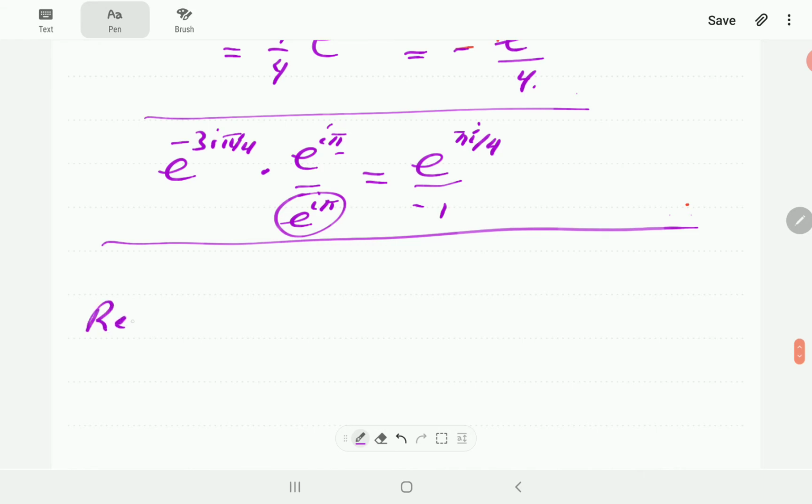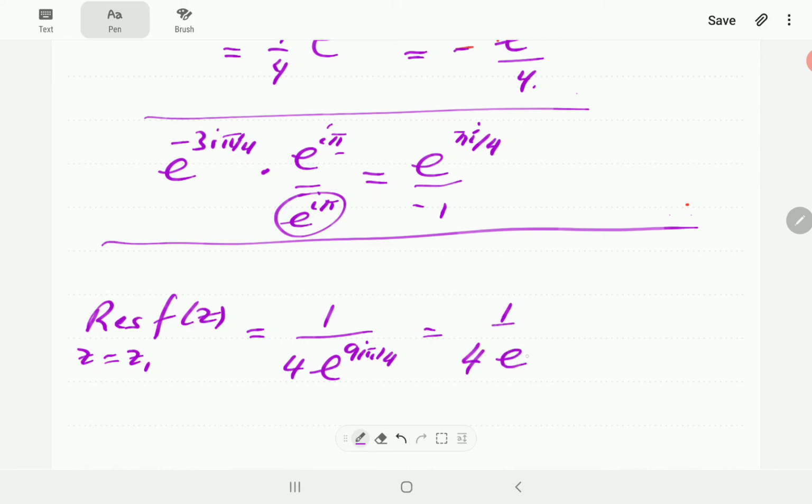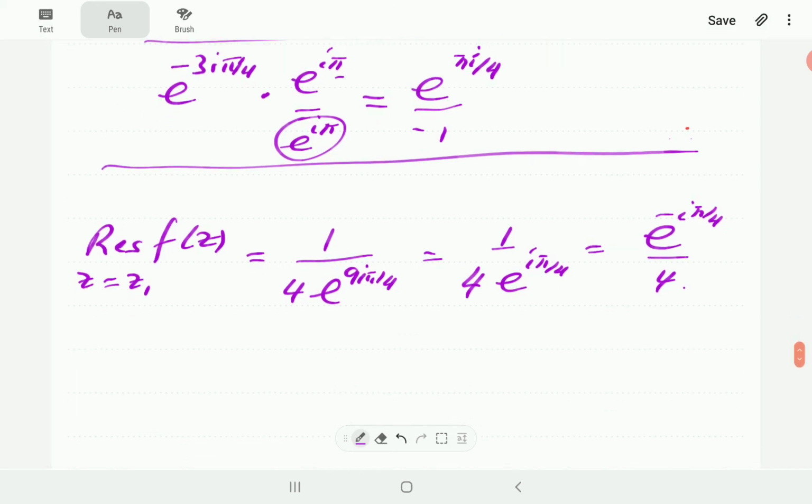Okay, then at the other singularity, so at z equal to z1, if we do the same process, this is going to be 9I pi over 4. But 9I pi over 4 is the same as just e to the I pi over 4, because there's 2I pi there, which is 1. And then this is just minus e to the I pi over 4. So these are the two residues in the upper half plane.